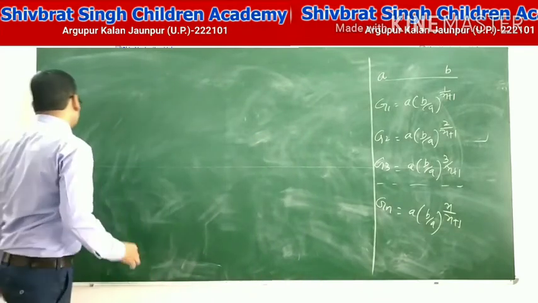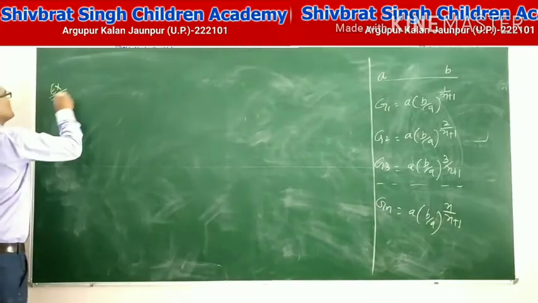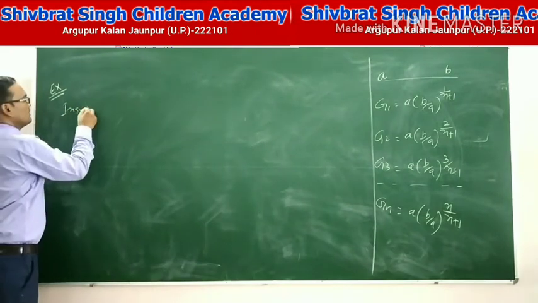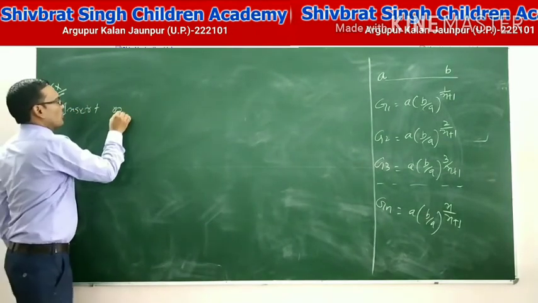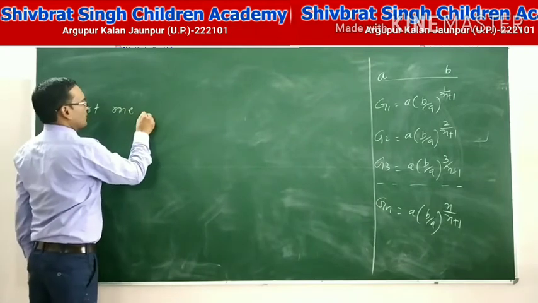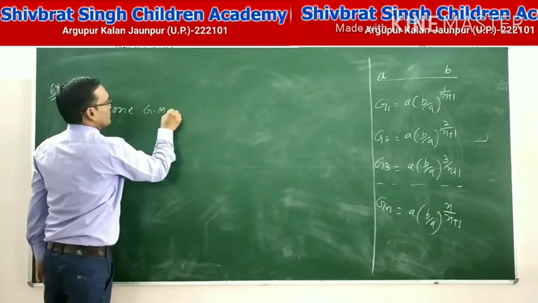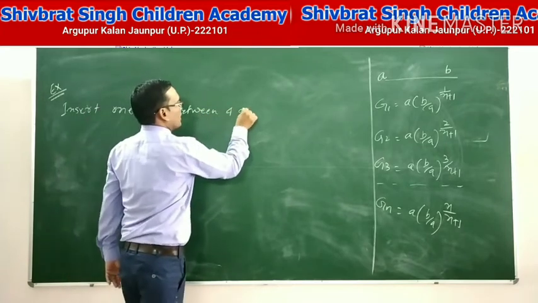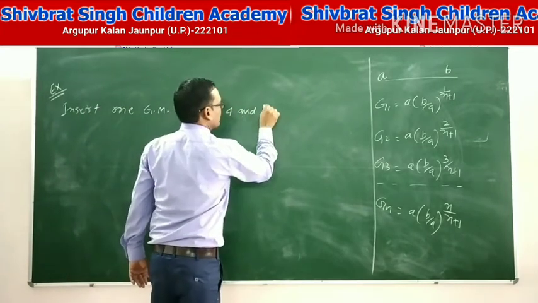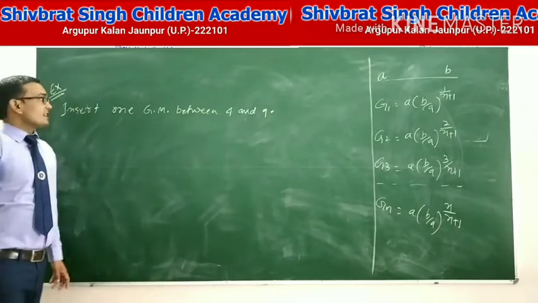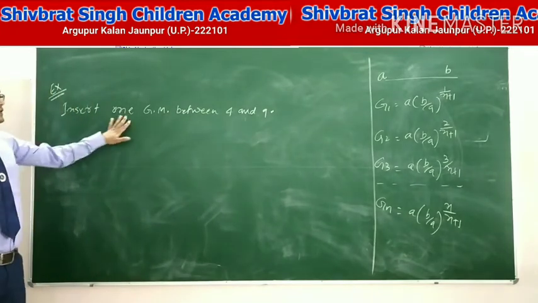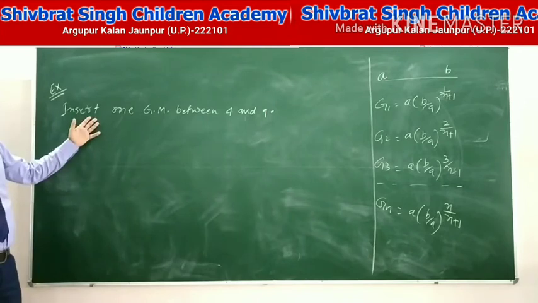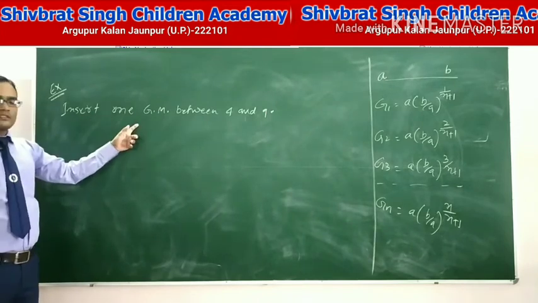And let's see examples. Insert one geometric mean between 4 and 9. We can insert one geometric mean between 4 and 9. Here, find the one geometric mean.